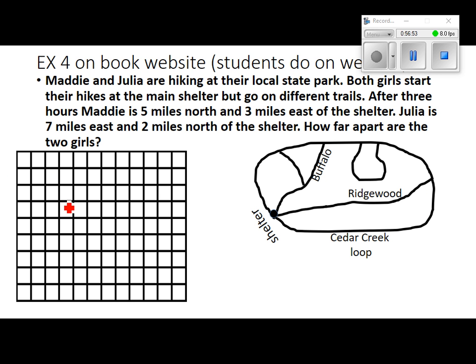Everybody handle all that? Is this in your notes there? Yeah. Maddie and Julie are hiking at their local state park. Both girls start their hikes at the main shelter, but go on different trails. After 3 hours, Maddie is 5 miles north and 3 miles east of the shelter. Julia is 7 miles east and 2 miles north of the shelter. How far apart are the two girls? How can we do that?